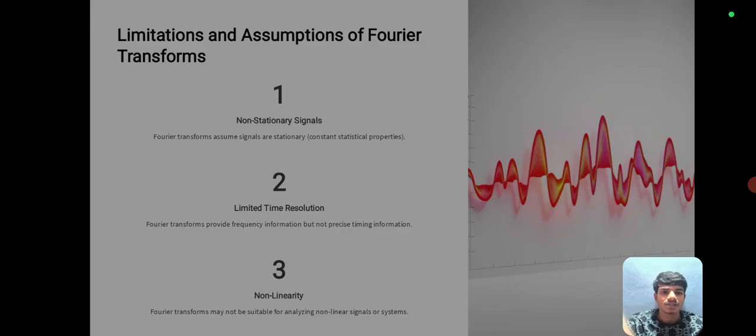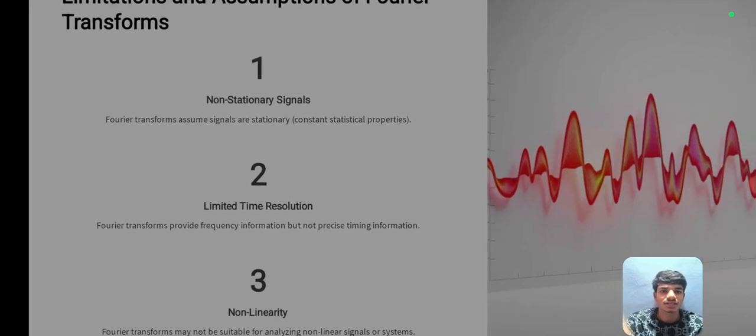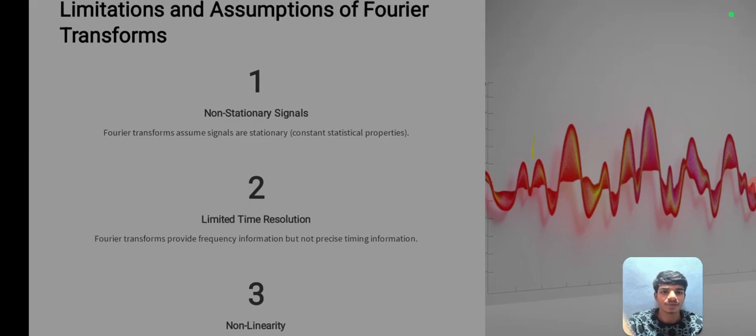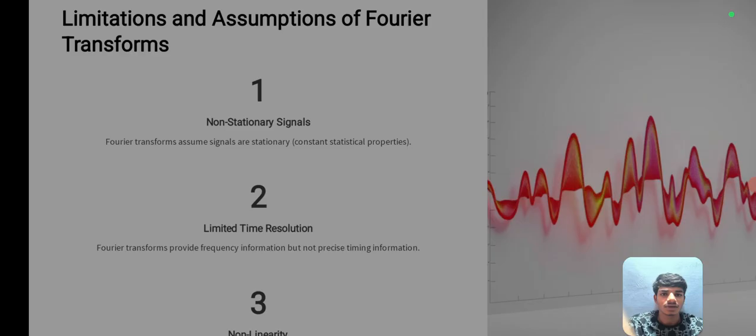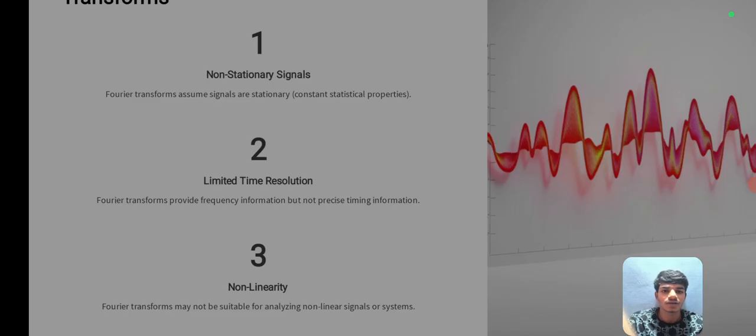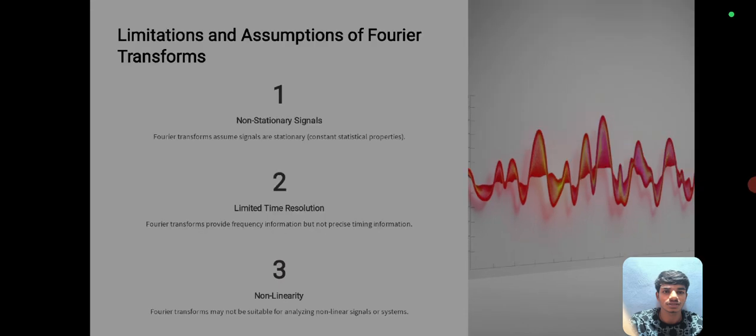Let me study the limitations and assumptions of Fourier transforms. The first we have is non-stationary signals, the second is limited time resolution, and the third is non-linearity. Fourier transforms assume signals are stationary, with constant statistical properties. The second we have limited time resolution. Fourier transform provides frequency information but not precise timing information. And the third we have non-linearity. Fourier transforms may not be suitable for analyzing non-linear signals or systems.